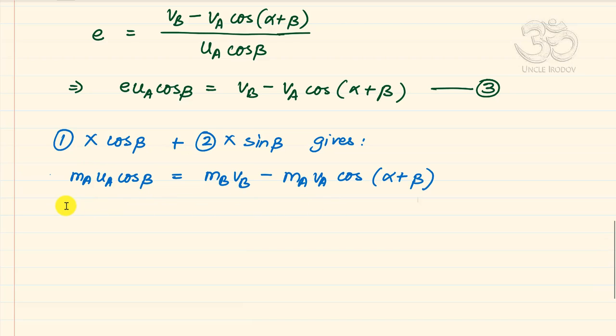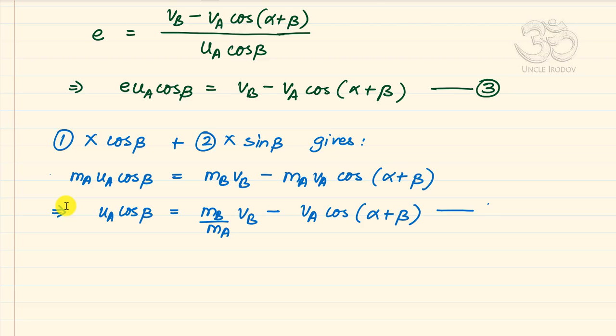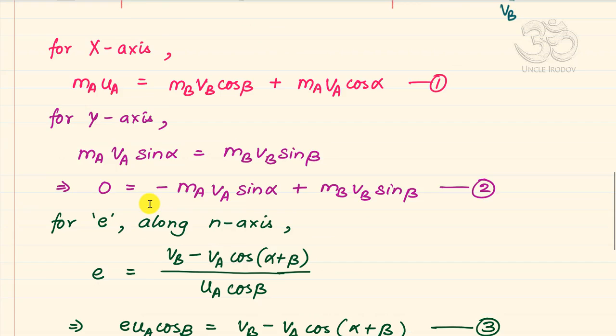Divide throughout by ma. So you are going to get ua cos beta is equal to mb by ma into vb minus va cos of alpha plus beta. This is probably equation number 4, I can call it 4. And once I have 4, what do I see? That 4 and 3 have some kind of resemblance, and E is the only thing that is not the same on the left hand side. The structure of the right hand side is also pretty similar. So that's where these assumptions will come into play.